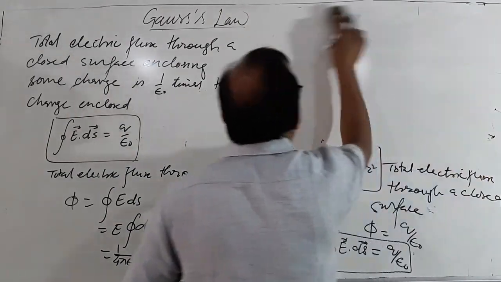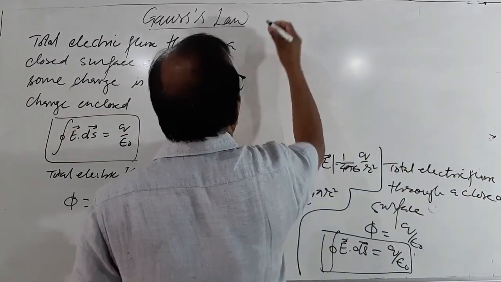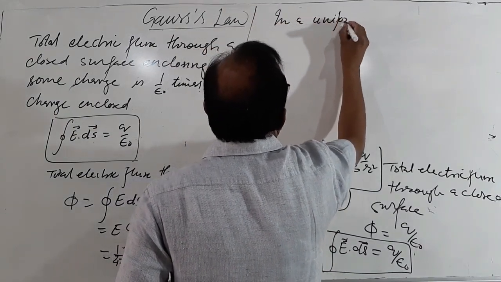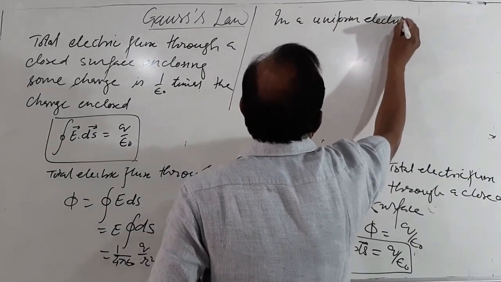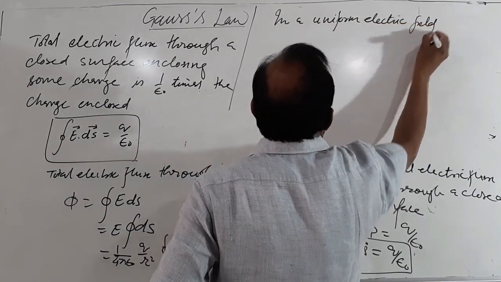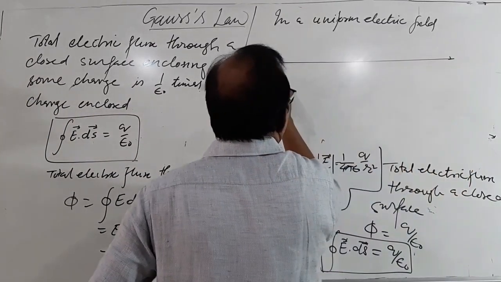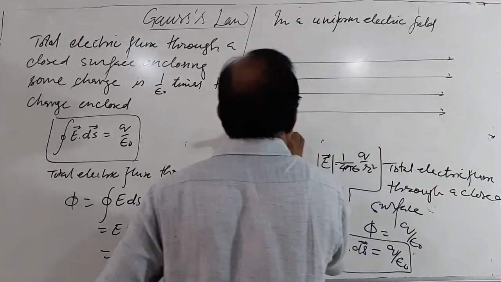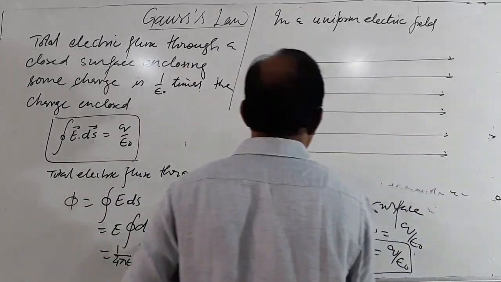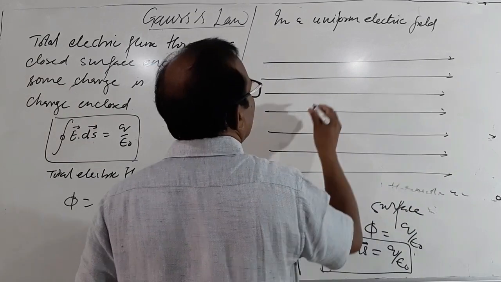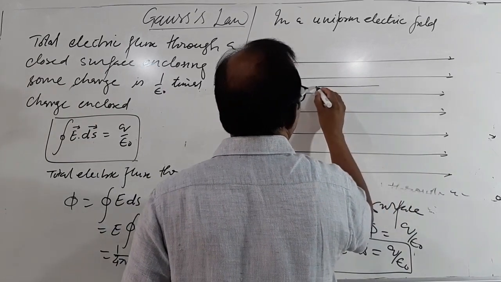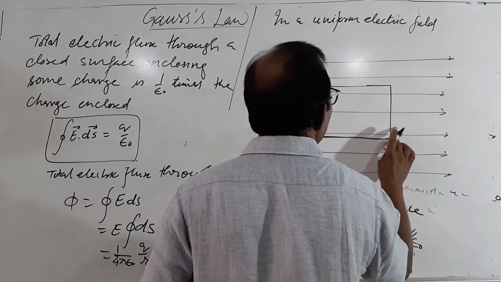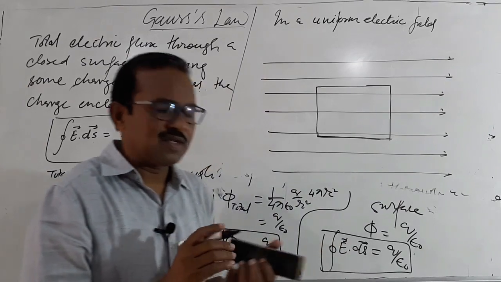In the case of a uniform electric field, in a uniform electric field, what is it? A uniform electric field is represented by equispaced parallel lines. Now imagine a closed surface, a rectangular closed surface. You can imagine a closed surface of any shape.